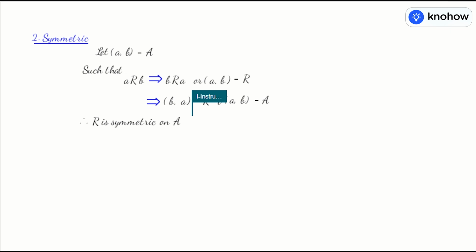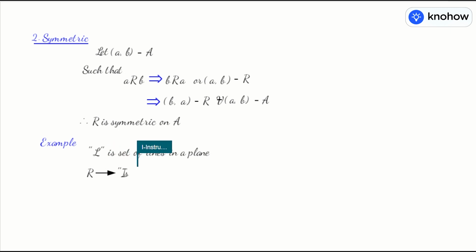Let's take a simple example from geometry. Given is a set, denoted by capital L, the set of lines in a plane. Let L denote the set of lines in a plane, and the relation R I am taking as is perpendicular to. So let us check if this relation is perpendicular to on the set of lines is symmetric or not.